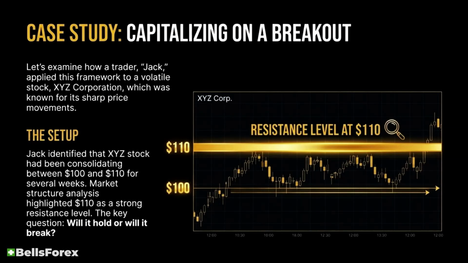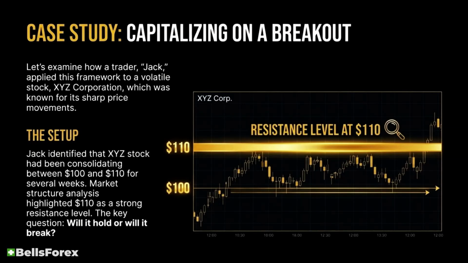Right, so Jack was looking at XYZ. His structural analysis, step 1, showed it had been consolidating for weeks, just stuck between $100 and $110. That $110 level was a very strong, very clear resistance. The structure said, wait for a break of $110? The location was set. So then he switched to monitoring the real-time flow.